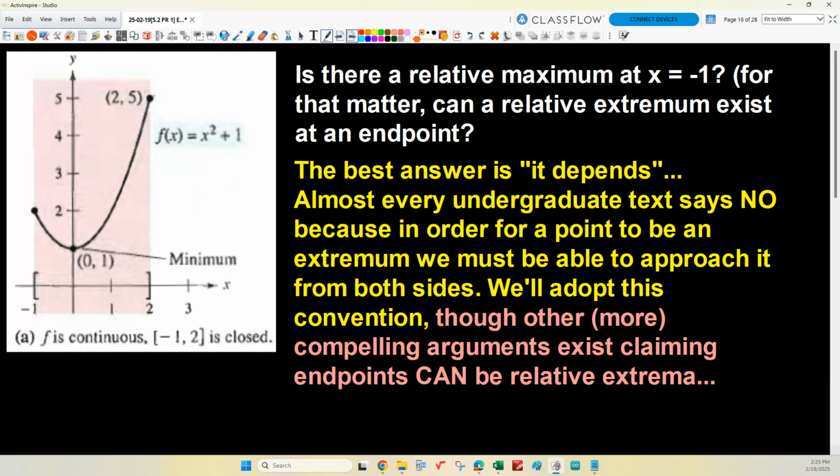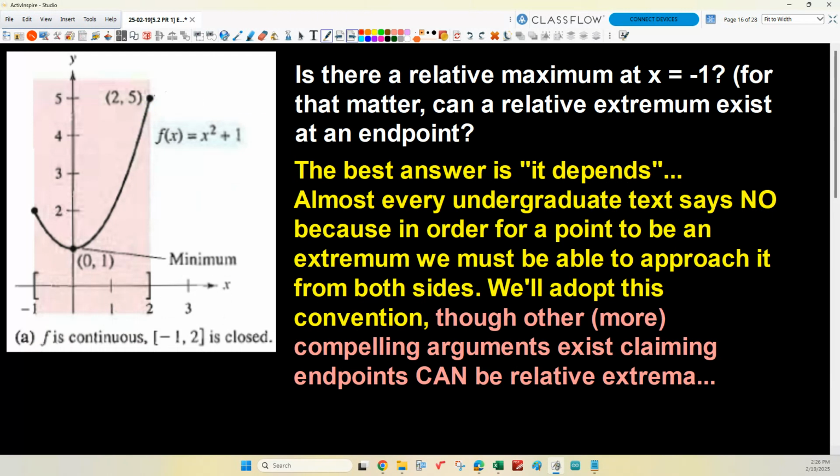So this is a topic I'll just weigh in on. Is there a relative maximum at x equals -1? Is there a relative maximum? For that matter, can a relative extremum even exist at an endpoint? So the best answer is, it depends, honestly.